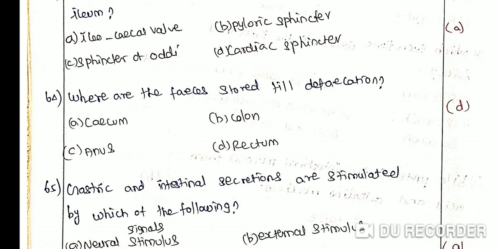Where are the feces stored till defecation? Option A cecum, option B colon, option C anus, option D rectum. The correct answer is option D, rectum. The feces are temporarily stored in the rectum till defecation. The activities of the gastrointestinal tract are under neural and hormonal control for proper coordination of different parts.